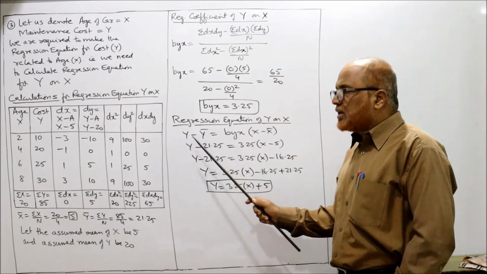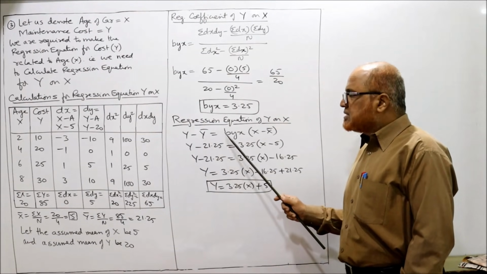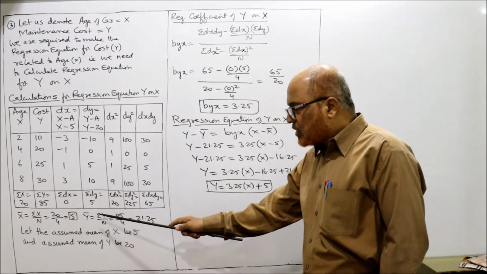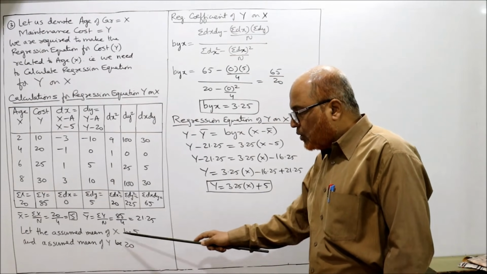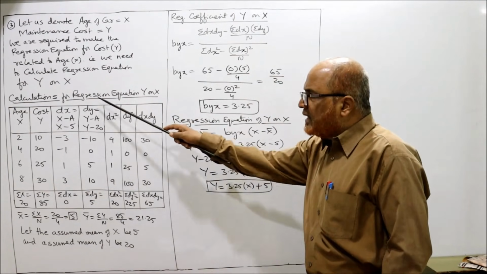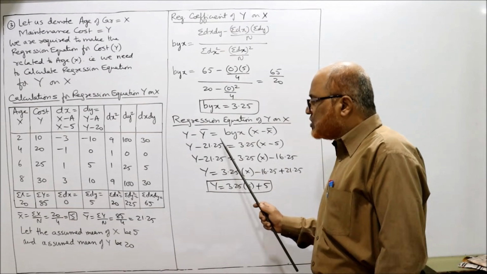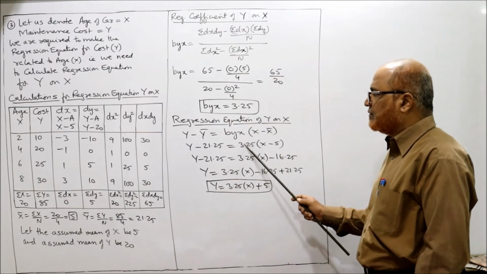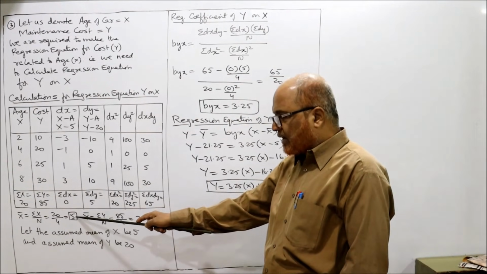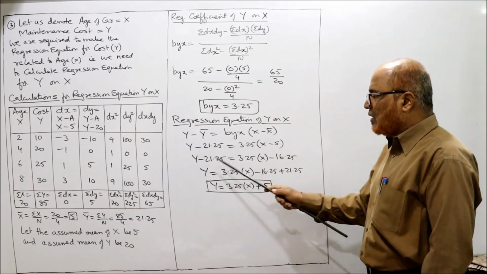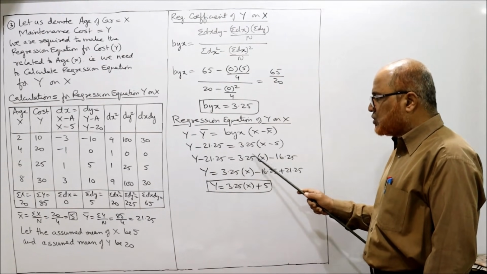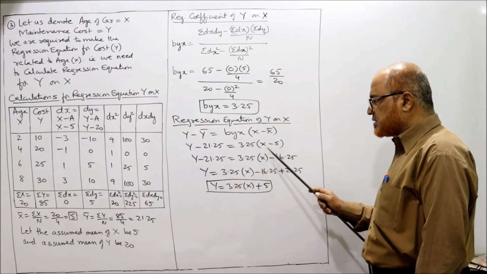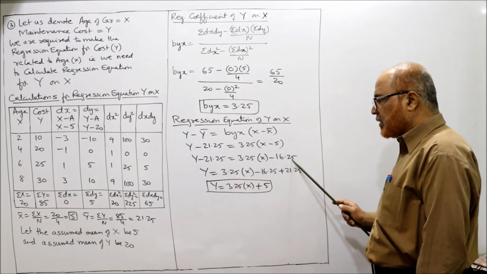तो regression equation of y on x, y minus y bar is equal to byx into x minus x bar. So y minus y bar, what is the actual y bar we should take? 21.25. Don't take assumed. खाली ये deviations लेने के लिए assume करें, लेकिन original formula में actual y bar is equal to 21.25. byx is 3.25. x minus x bar is 5. Actual mean 5. Now y minus 21.25 is equal to 3.25 into x. Open करेंगे bracket को ये. 3.25 into x, 3.25x minus 3.25 into 5, 16.25.